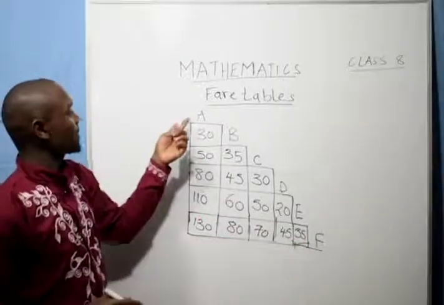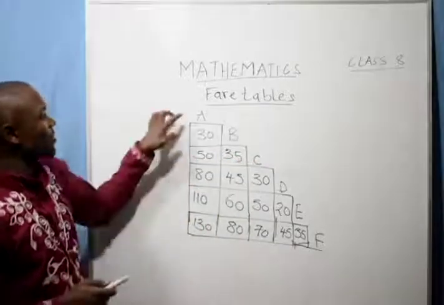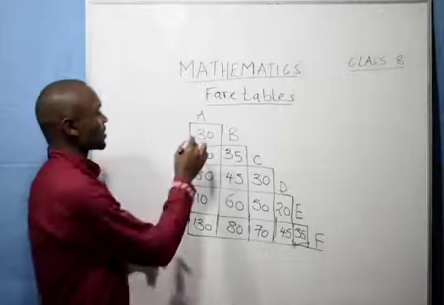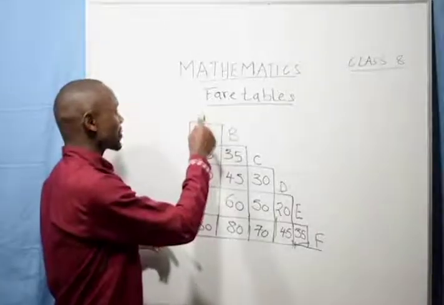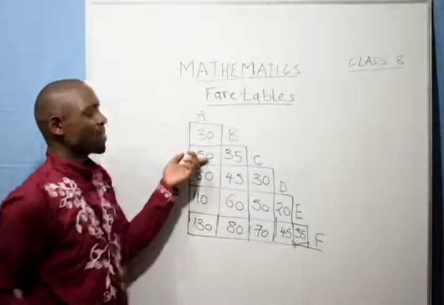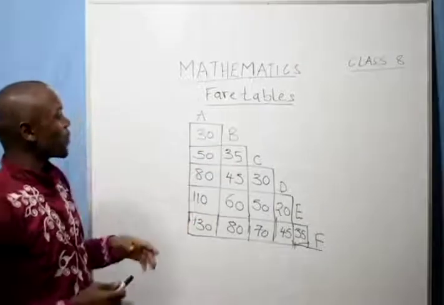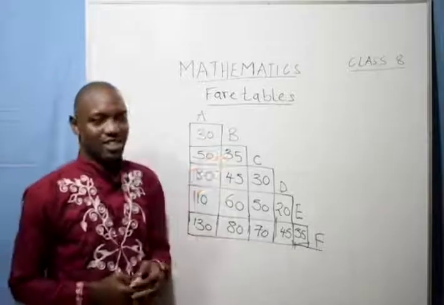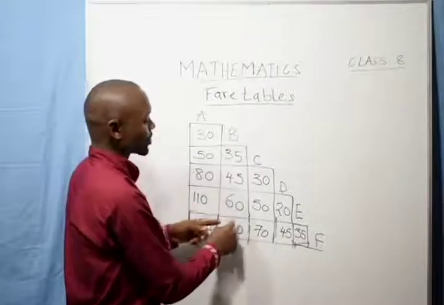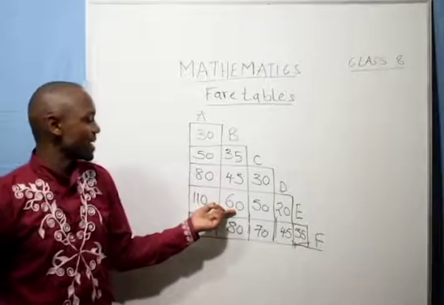So when somebody is traveling from town A to town C, to get the amount of money that person should pay, you just draw a vertical line and another horizontal line. Then where those two lines meet, that is the amount of money that person is to pay. For example, when traveling from town B to town E, you just draw a vertical line from town B and another horizontal line from town E. Where those two lines meet, that is the amount of money to pay.